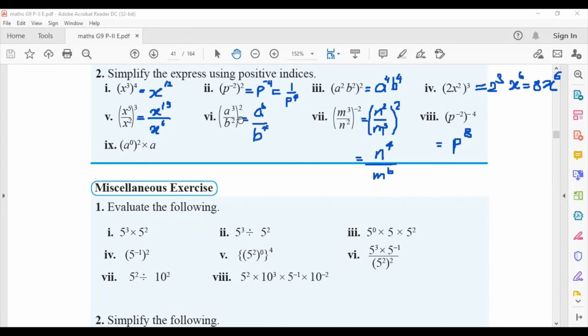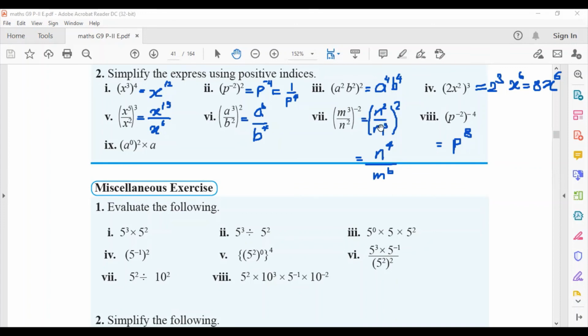According to the laws of indices, power for power, a to the power 3 to the power 2 is a to the power 6. b to the power 2 to the power 2 is b to the power 4, then 2 times 2. Here there is a negative index. You have to convert it into a positive index by taking the reciprocal of this, right? Interchange the position. n to the power 2 comes to the numerator place. This one, which is in the numerator place, should be taken into the denominator place.